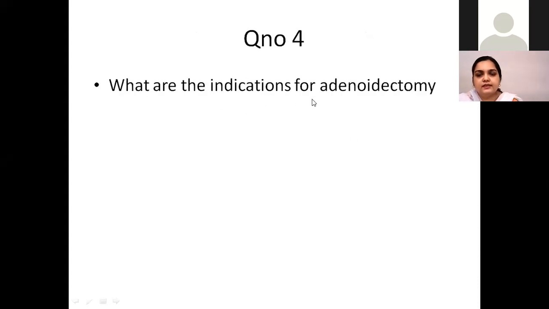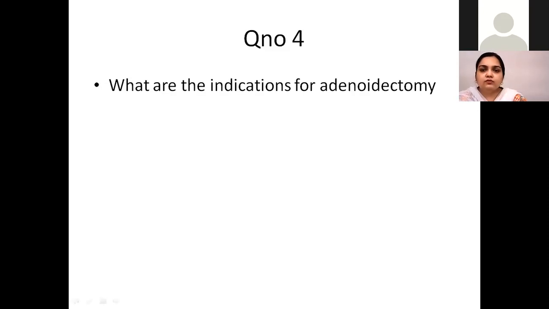Now, what are the indications for adenoidectomy? What are the most common indications? First, we will go for conservative management, which we have already done. We use antihistamine, saline irrigation to open the nasal passage, and antibiotics. After doing this, X-ray is the most common investigation at the start. Then we will go for fiber optic nasopharyngoscopy to identify the indications for adenoidectomy.